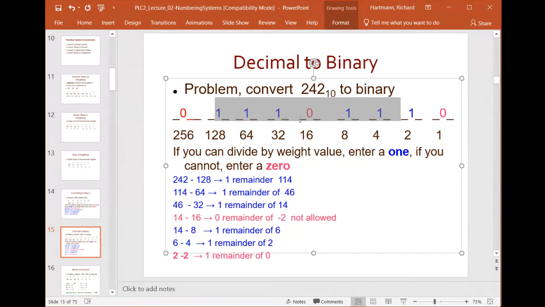1110, 1110, which is 8 bits. So again, remember this number here, which is only 3 characters, I now have to represent with at least 8 characters. But 1110 1110 in binary is the number 242 in decimal.